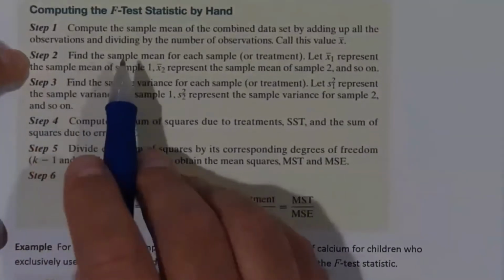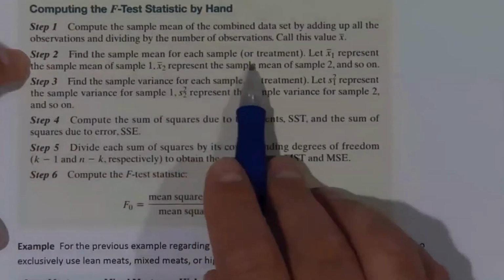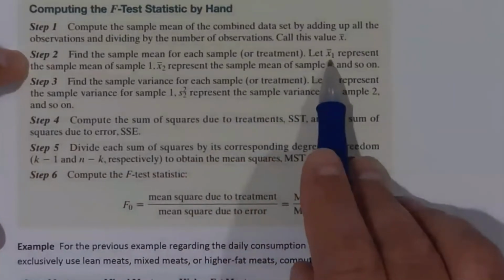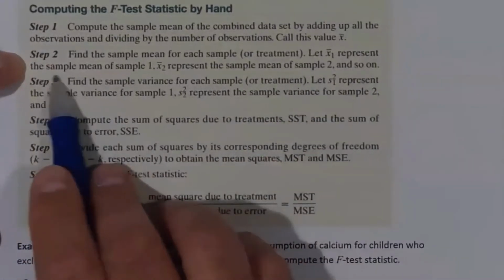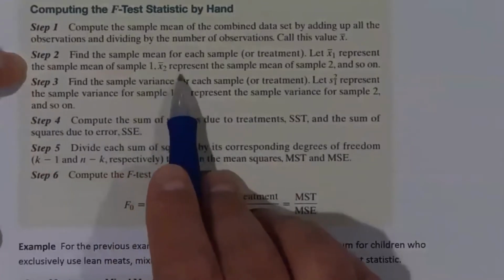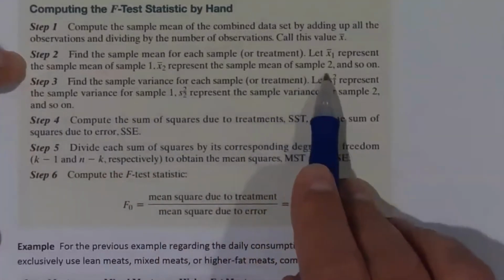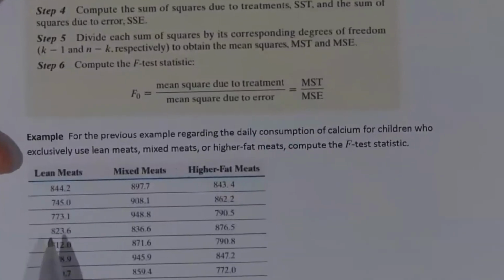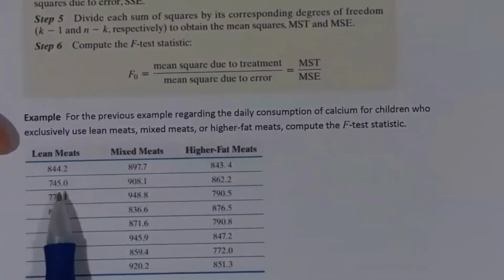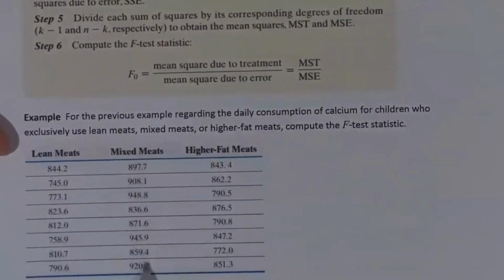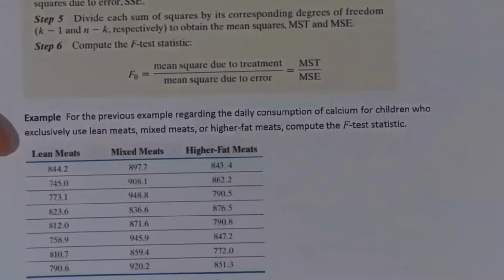Step 2, find the sample mean for each sample or treatment. So we're going to let X bar 1 represent the sample mean of sample 1, X bar 2 represent the sample mean of sample 2, and so on. So again, X bar 1 would be like the mean of just the 8 lean meat sample. X bar 2 would be the mean of just the mixed meat sample. And X bar 3 would be the mean of the high fat sample.